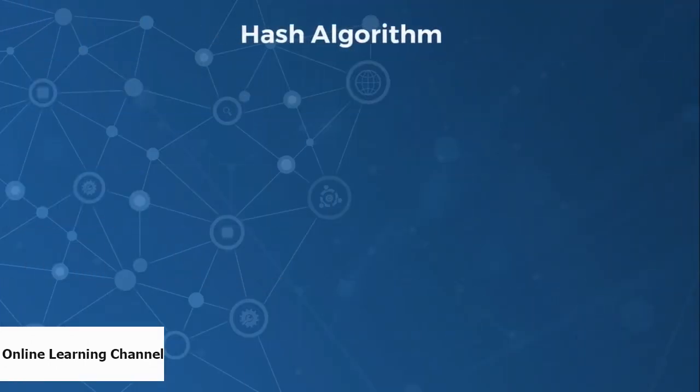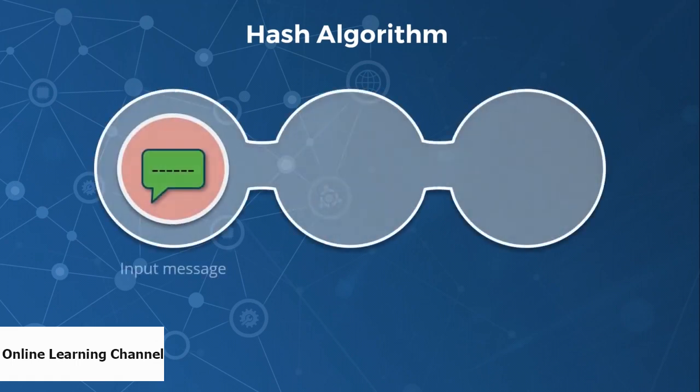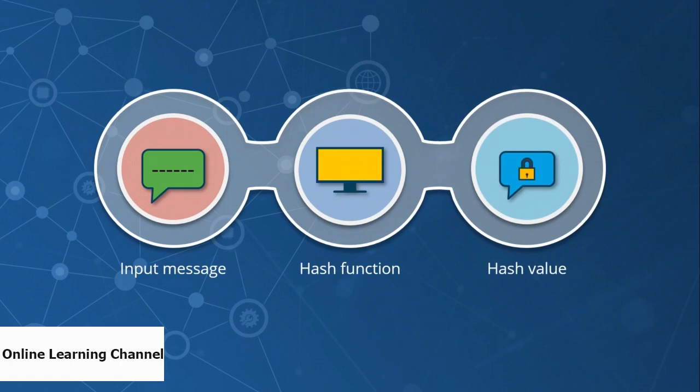We move along now to the concept of a hash algorithm. This is something you're probably familiar with already, but it doesn't hurt to revisit this concept. So, given an input message, if you pass this as an argument to a hash function, it produces an output which is typically of a fixed length, and this output is known as the hash value of the input message.